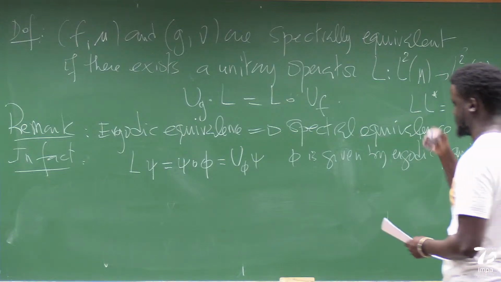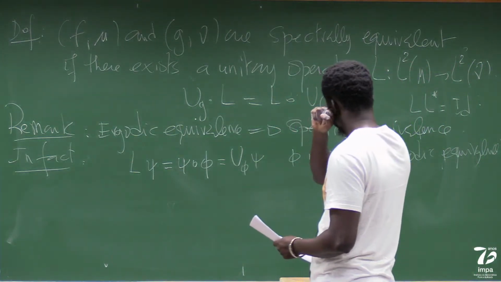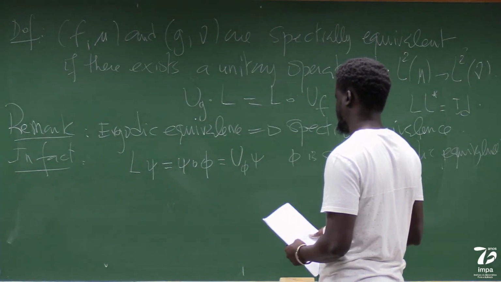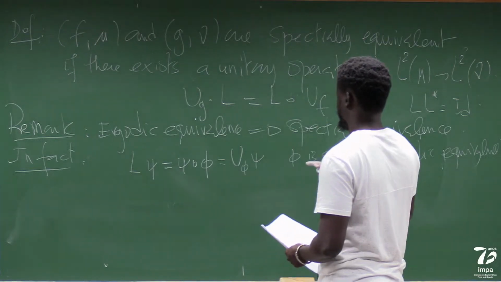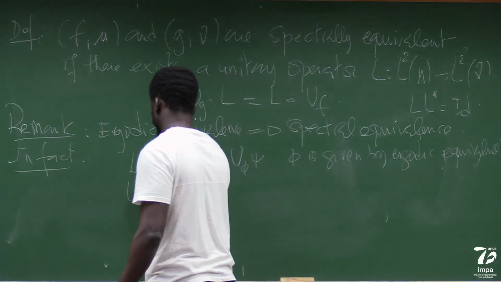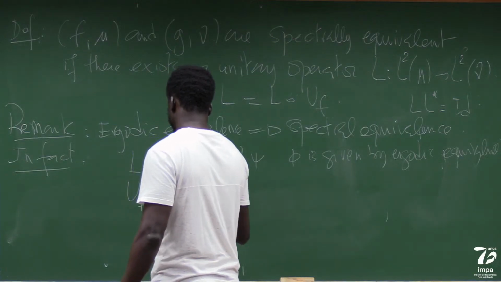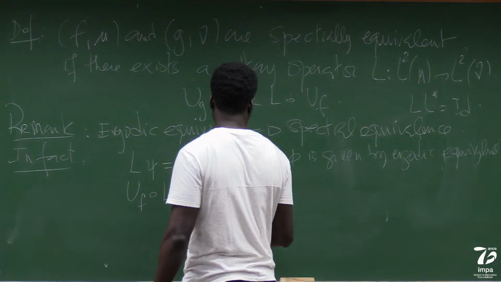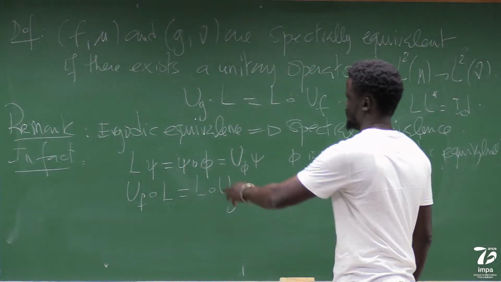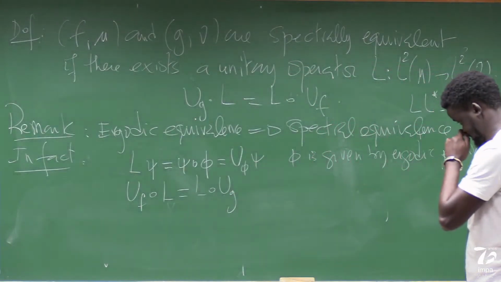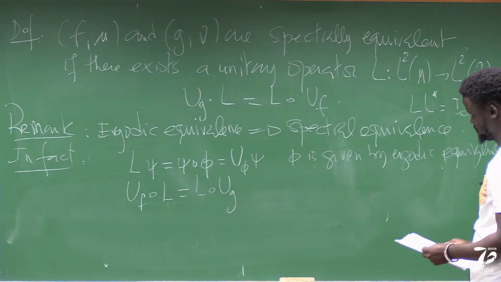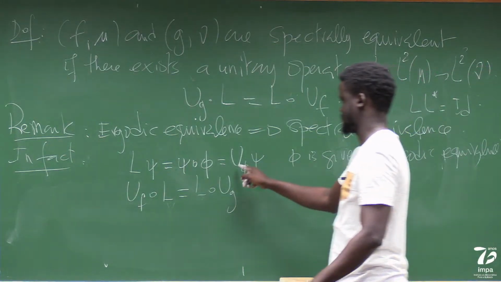You can check that U is unitary, and it conjugates the two Koopman operators. You can see that U_F composed with L is L composed with U_G, if you consider two ergodically equivalent systems here. Now L here is just this guy.